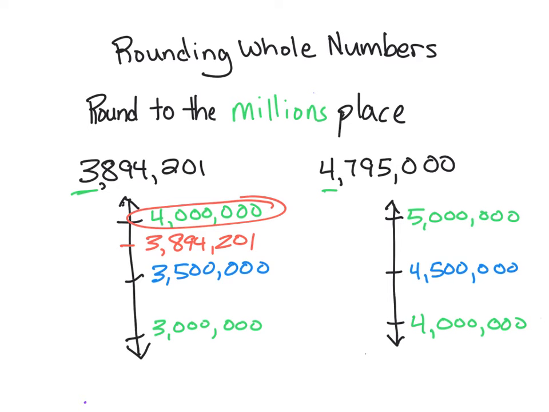So now we look at our actual number, 4,795,000. We can quickly determine that that is bigger than 4,500,000. So we plug it in, and we would say that that one would round to 5 million.